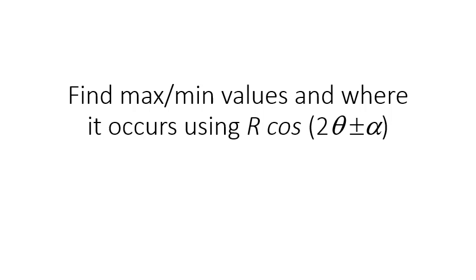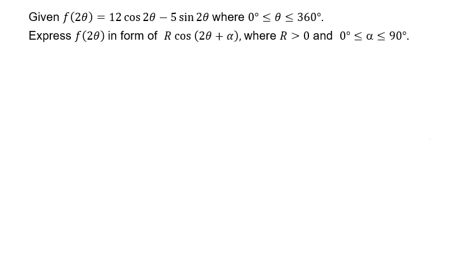Hello everyone. In this video, we'll discuss how to find maximum or minimum values and where it occurs using r cos(2θ ± α). So let's write the question. Given f(2θ) = 12 cos 2θ − 5 sin 2θ, where θ is between 0 and 360 degrees. Express f(2θ) in the form r cos(2θ + α), where r > 0 and α is between 0 and 90 degrees.